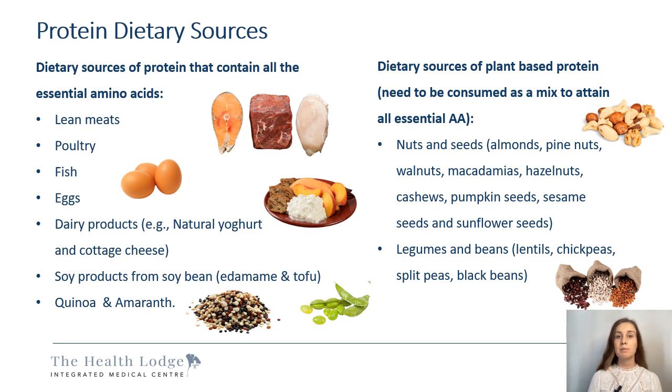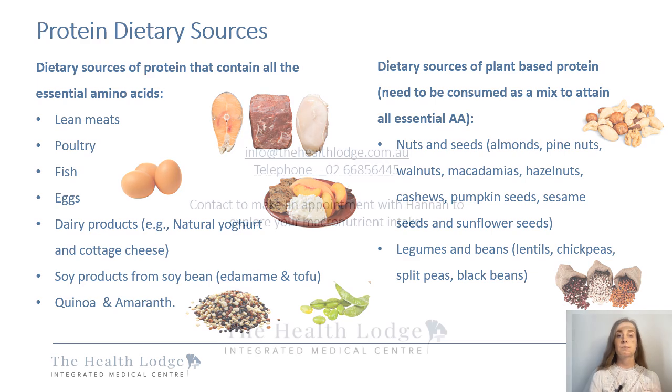Then there's your plant-based proteins, which will need to be consumed as a mix to attain all essential amino acids. That just means that one source of protein from a plant food will not contain all of those 9 essential amino acids, but another source of plant food may contain the amino acid that it's missing. So it's important to combine lots of different plant foods when avoiding animal-based protein. So you've got things like nuts and seeds and your legumes and your beans.